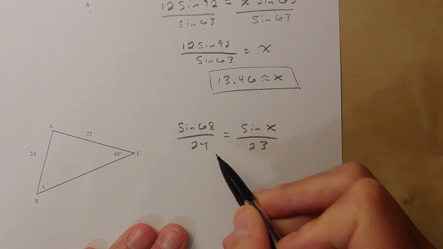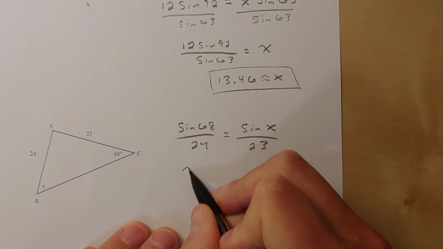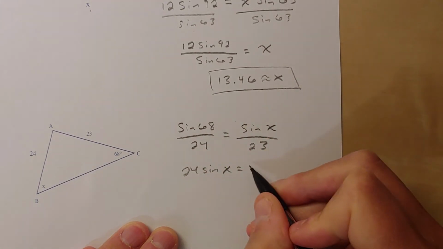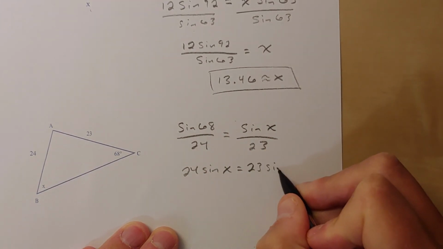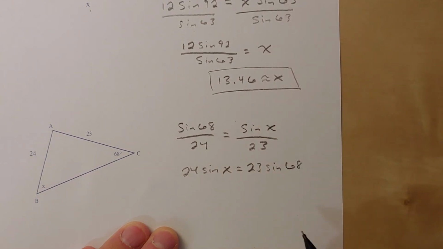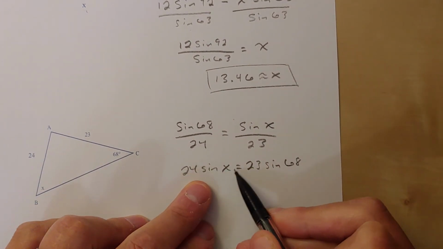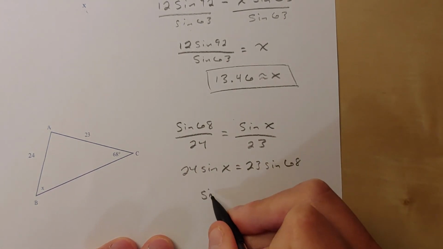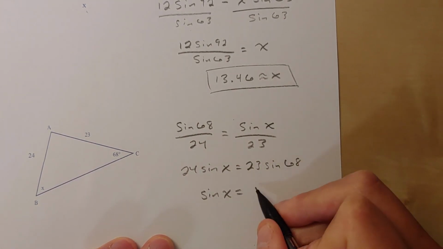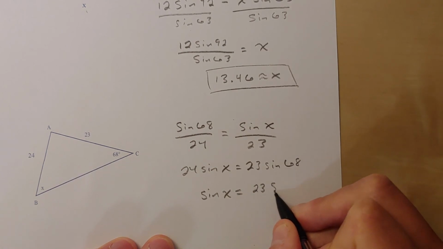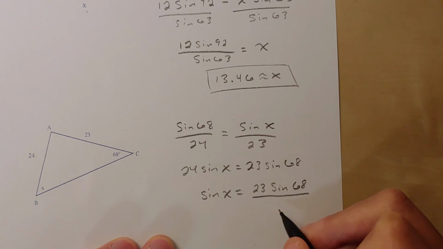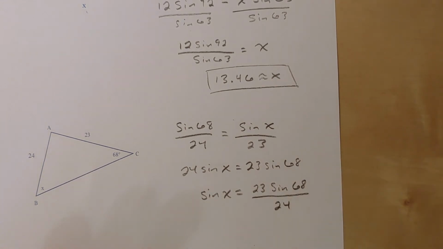We'll cross multiply. So 24 times the sine of x is equal to 23 times the sine of 68. And now to isolate the sine of x, we're going to divide both sides by 24. And so I get this. Sine of x is equal to 23 times the sine of 68 over 24.